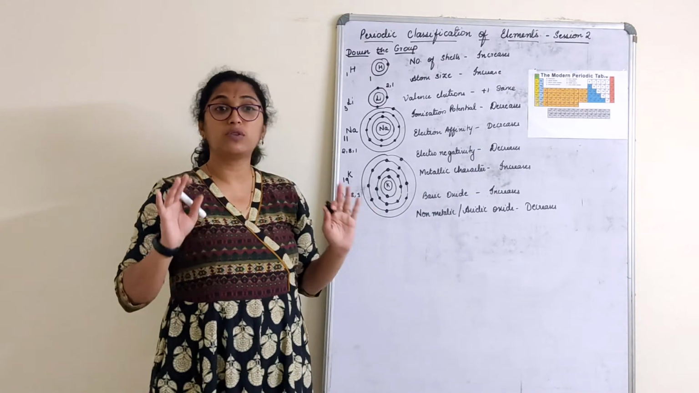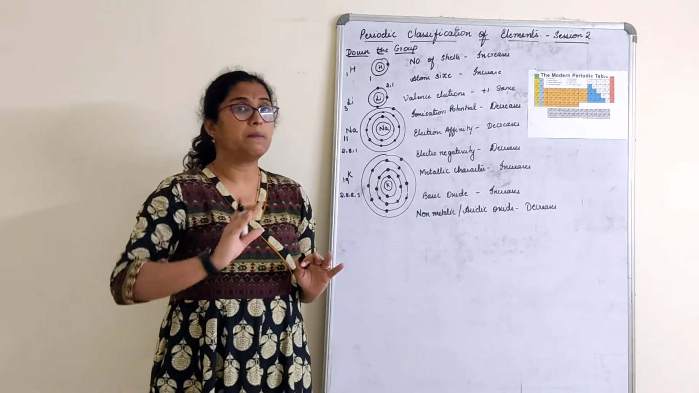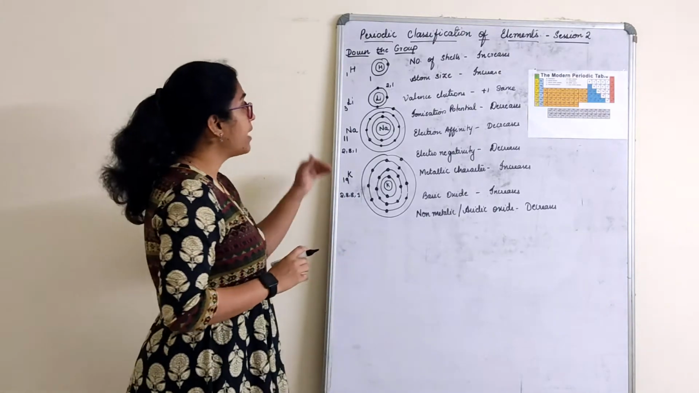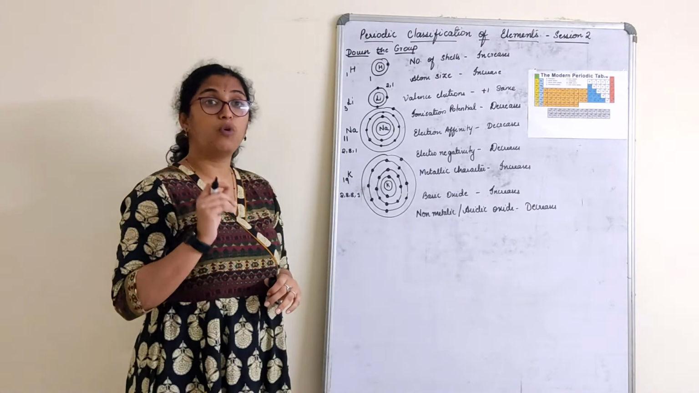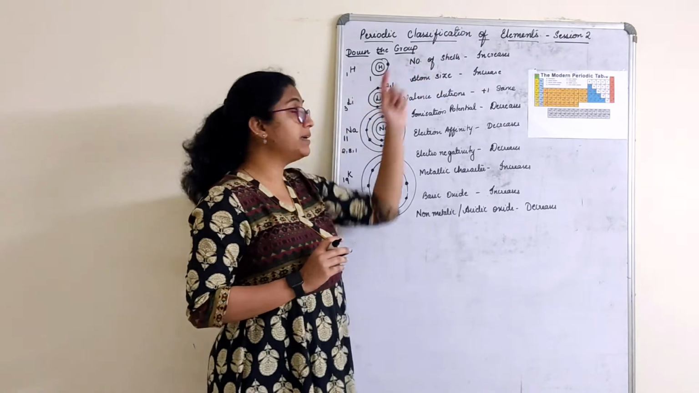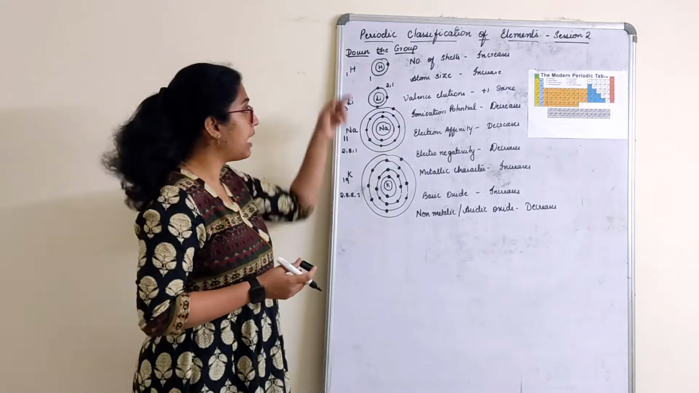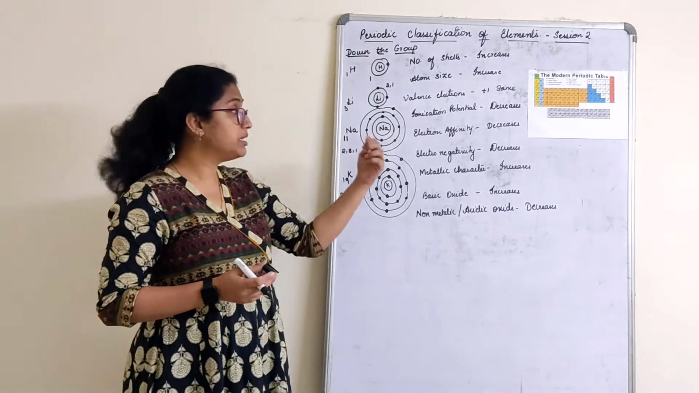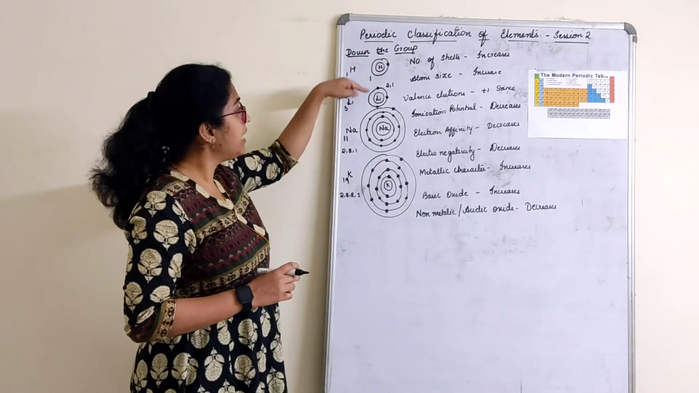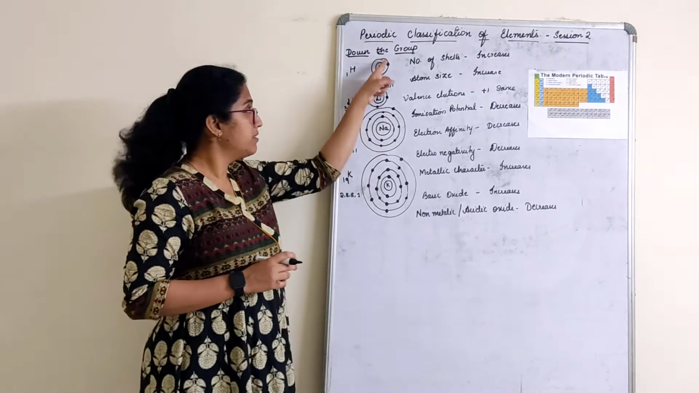We are not going to touch that. Properties are completely different. Okay. So as we go down the group, what will happen? What will happen to the number of shells? You tell me. I have written the answer of course, but you see and tell me what will happen to the number of shells.